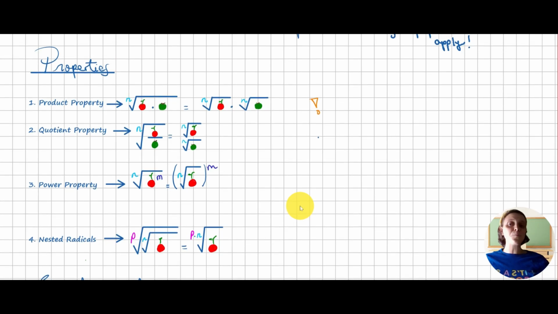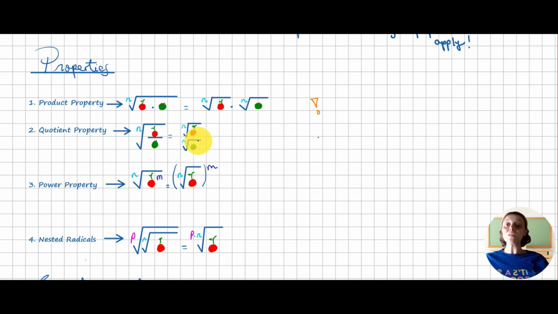So the first property is the product property. The properties can be read from left to right and from right to left, okay? It's going to depend on the way the exercise expresses it, okay? In this case, we're working from the one that is condensed to the one that is separated, from left to right. So this is the nth root of two different things, apples and lemons in this case, or limes, whatever you want to call it.